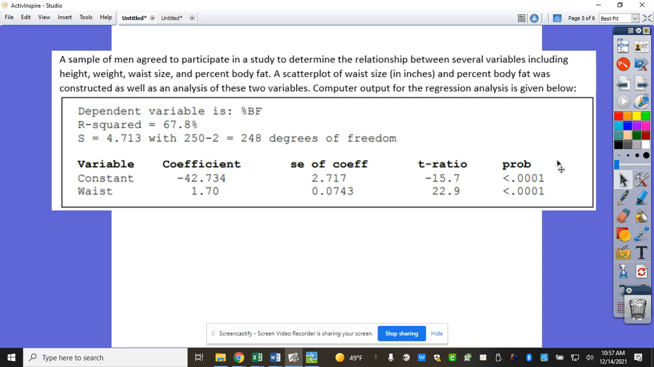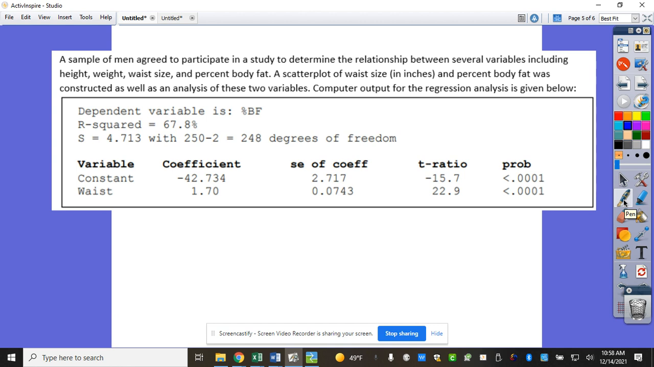Alright, so let's just talk about the problem and the output first. What is our population? The men that agreed to participate. The men that agreed to participate in the study. It's kind of vague outside of that.